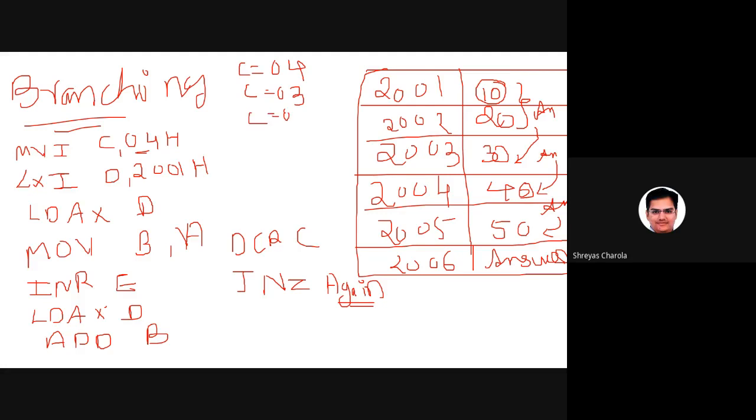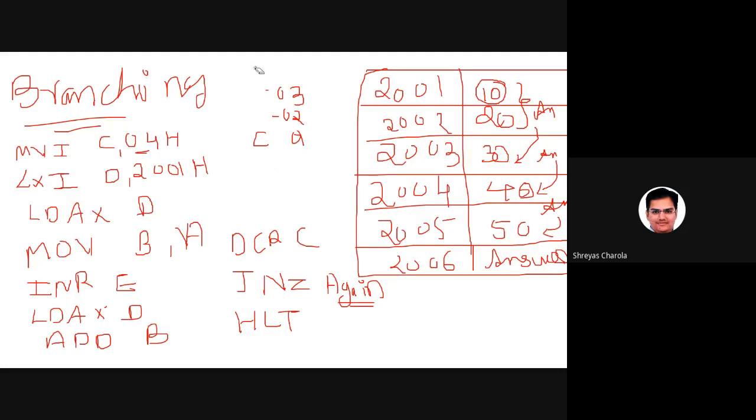Again it will decrement to 02. It will check this flag, the zero flag, whether it is 0 or not. If it is not 0, it will go to the again. Again C decreases to 01. And once it is 0, it will go outside the loop and it will complete the program. Okay, so let us check now.